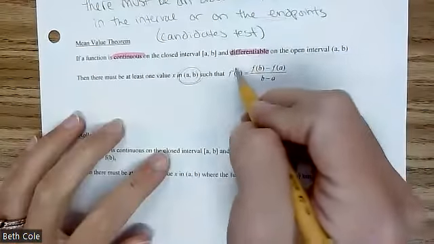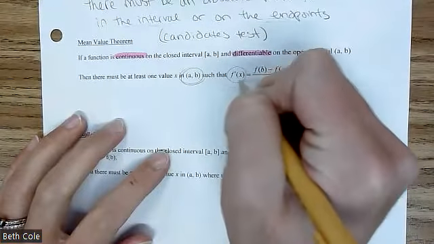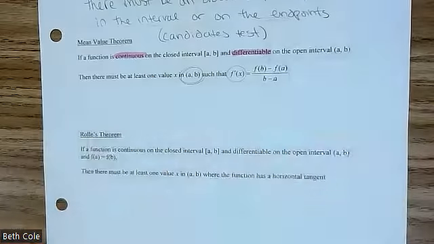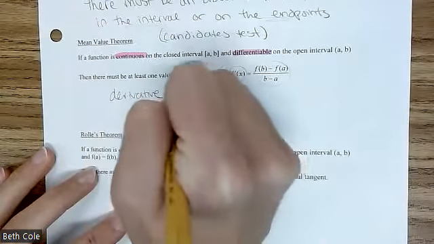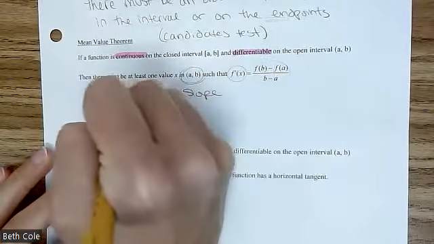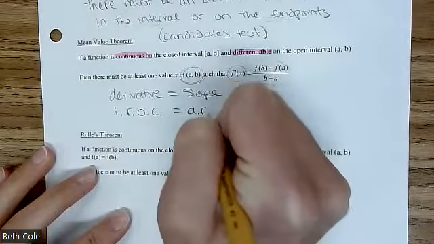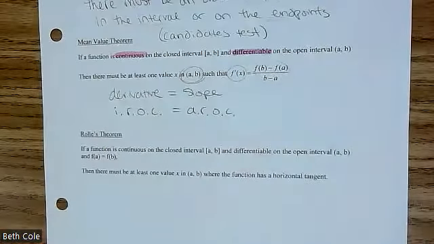Such that, all right, what does this mean? F prime of x. That's a derivative, right? And then what is this? Slope. Derivative equals slope. It's where your instantaneous rate of change equals your average rate of change. And I will draw a picture for this one as well so you can see it. Derivative equals slope. Instantaneous rate of change equals average rate of change.